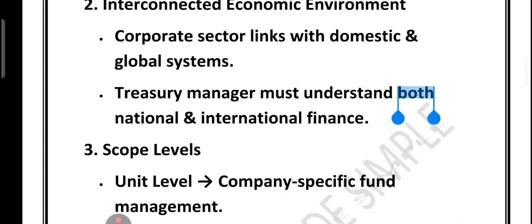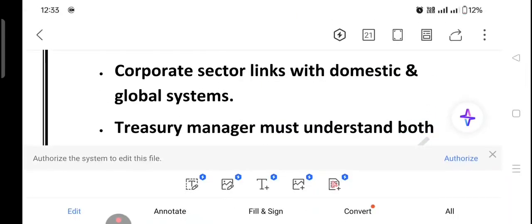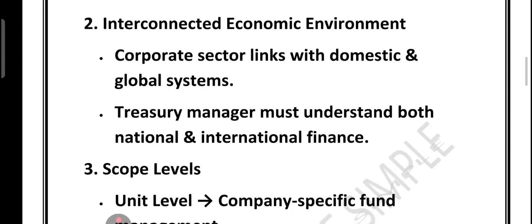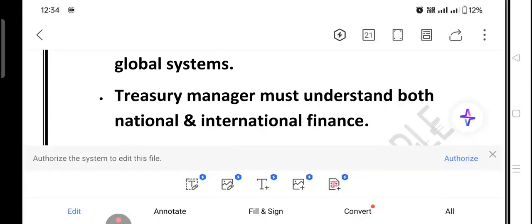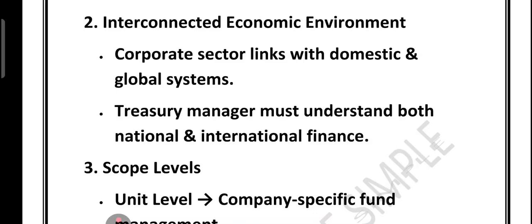Then we have something called the interconnected economic environment. So what is it all about, let's understand. Today the corporate world is deeply linked with the domestic and international market. That means a treasury manager must understand not just Indian finance, but also how global interest rates, currency values, and capital flow affect their company. Because if there are any changes in the outside economy, it will surely impact our Indian economy also. That is why understanding these things is very much crucial. Understanding the domestic and international system is very much crucial.